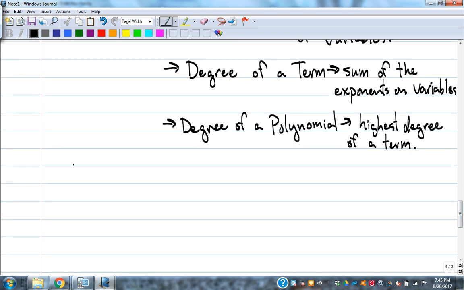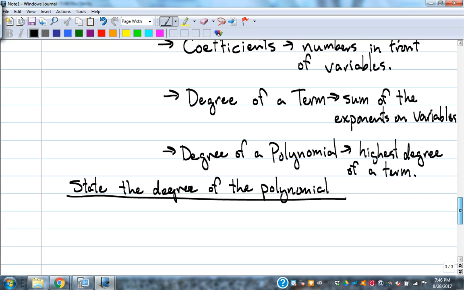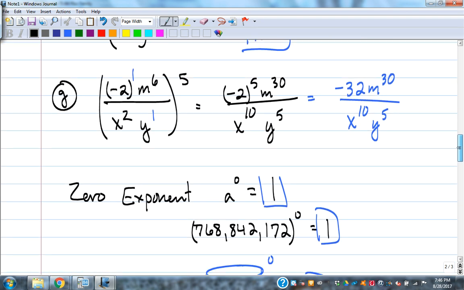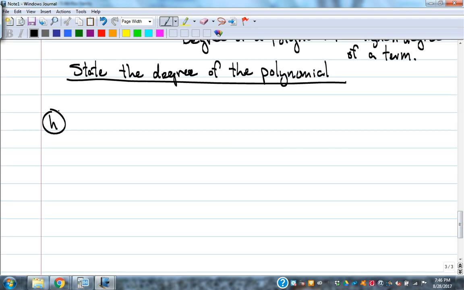Okay, so let's just start with some polynomials, and we want to state the degree of the polynomial. State the degree of the polynomial. I have no idea what letter I'm on. H, I guess. That's what we'll call it. We'll pick H. That's a good one to start on. It's a letter my son has a little trouble with in preschool, so we work on H a lot.